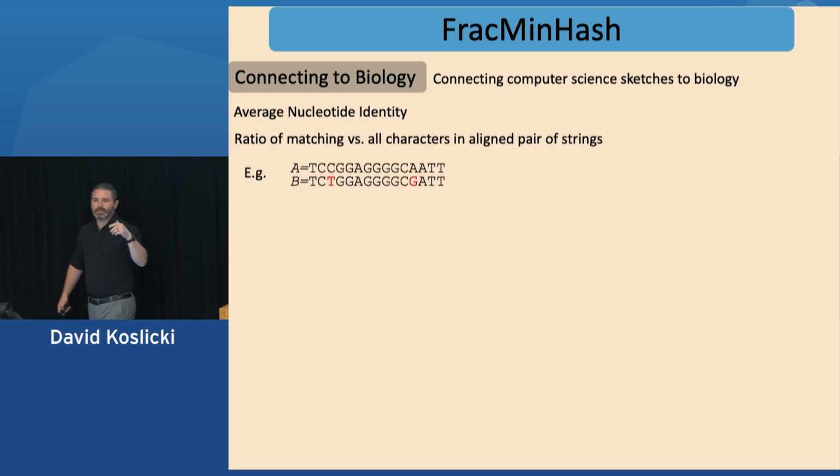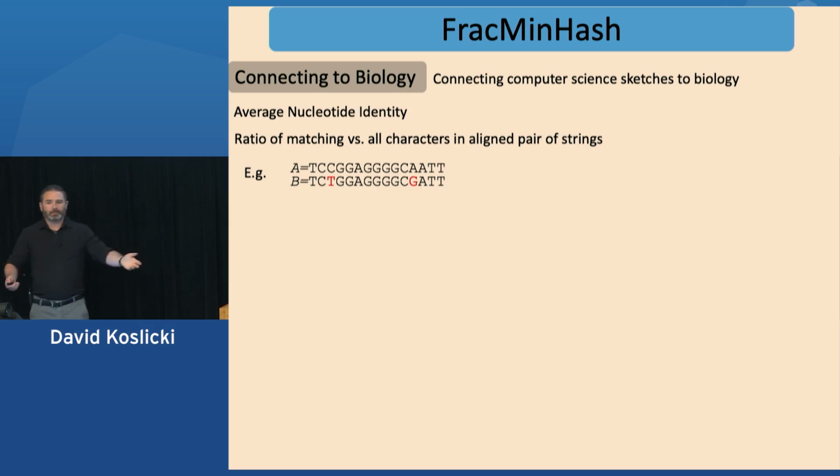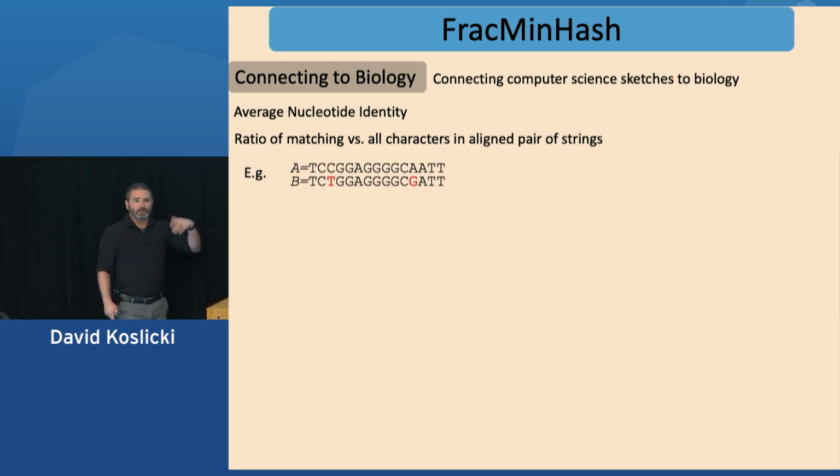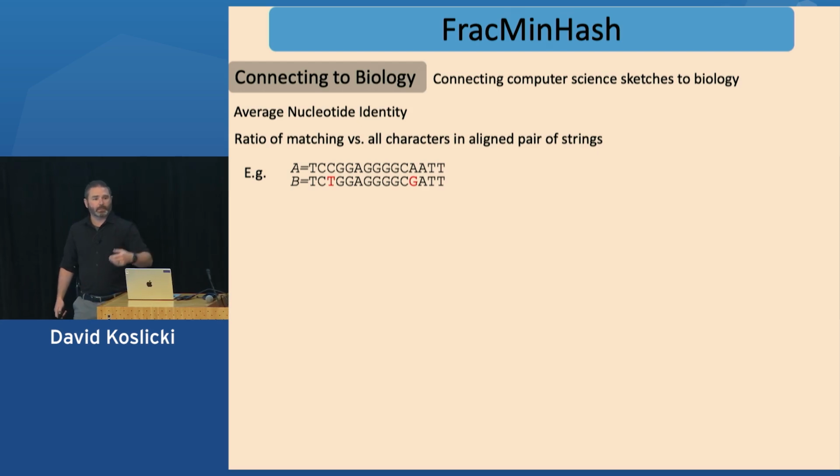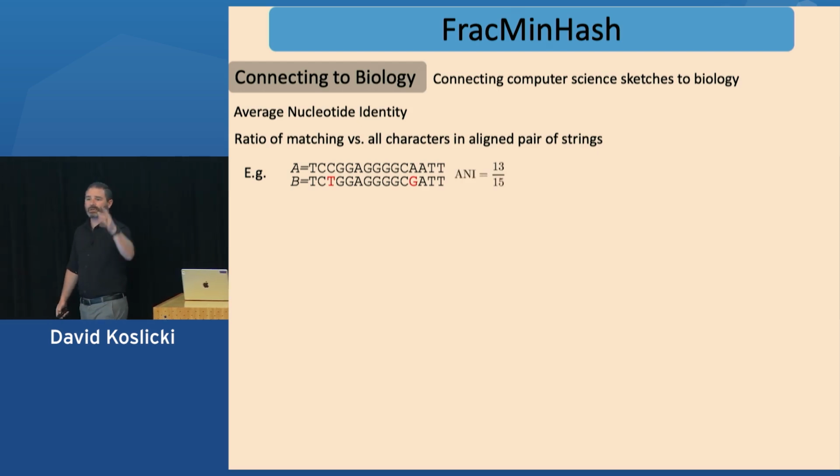So let's say we have two sequences, A and B. I align them, and I have highlighted in red where they differ. So if you count, you'll notice that there's 15 total nucleotides, and 2 of them don't match. So that means 13 of them do match. So the ANI here is 13 over 15.